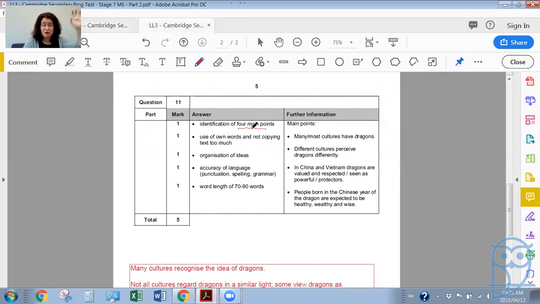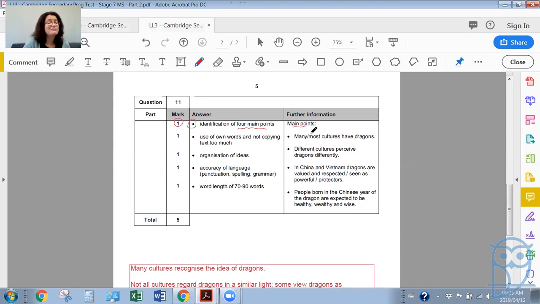Okay, everybody each their own, as long as there are some main points, at least 4. You would have gotten a mark for that. Okay, and then they said what they think the main points are, and what are the main points? That many or most cultures have dragons, that different cultures perceive dragons differently, that in China and Vietnam, dragons are valued and respected or seen as powerful protectors. People born in the Chinese year of the dragon are expected to be healthy, wealthy, and wise.